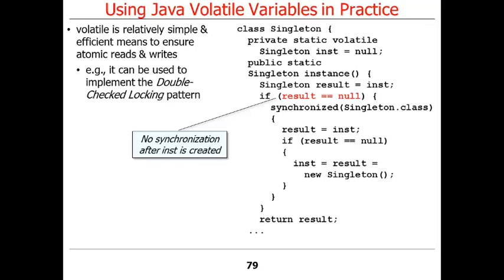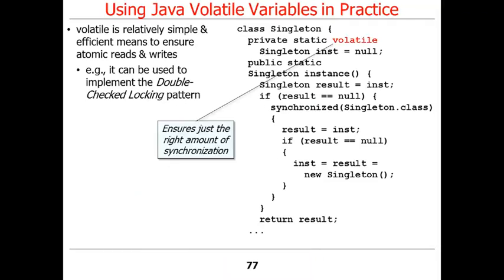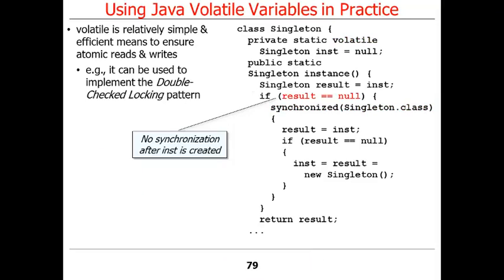Well, why do we need to reset result to inst again? This is just a little trick that the Java people put in order to make the double-checked locking thing work properly. It's kind of a hack, and that's why if you read this article, there's a lot of vitriol about double-checked locking, and it's a bad thing, and so on. But it's actually not a bad thing. You have to understand how it works properly in order to use it, and this is how you use it properly in Java.